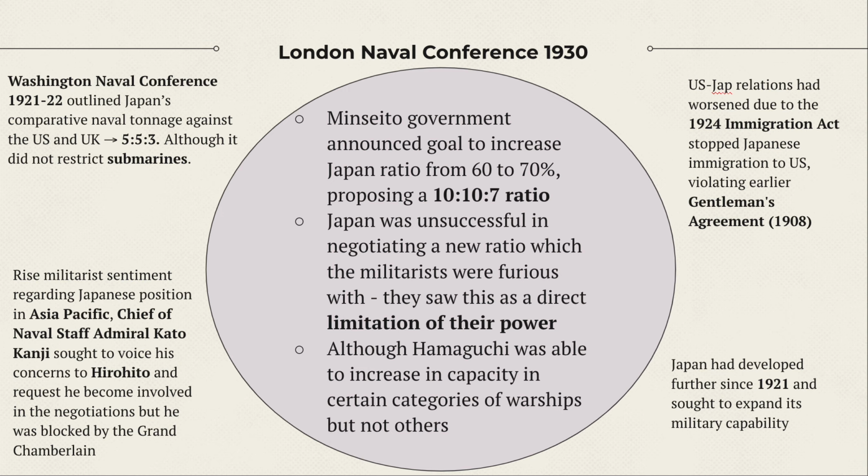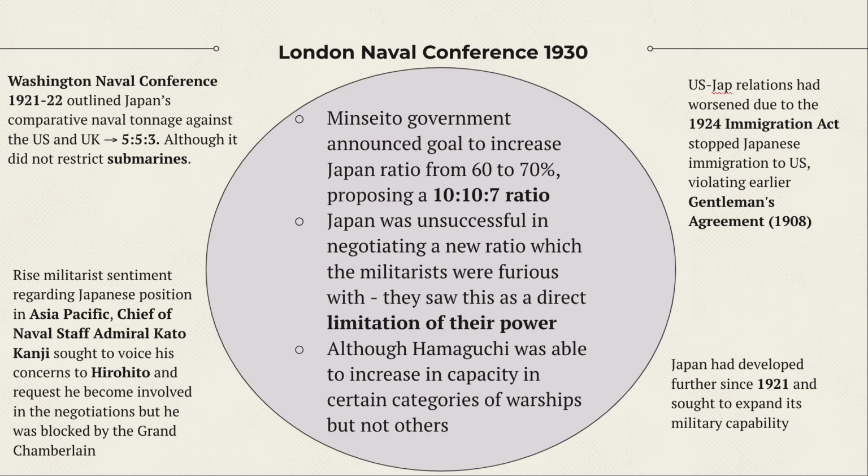Okay, he wanted Hirohito to go to the London Naval Conference and voice his concerns, take an active role in politics. But Hirohito did not see him. US and Japanese relations had also very much worsened during the period. In 1924, the US signed the 1924 Immigration Act, which stops Japanese immigration to the US.